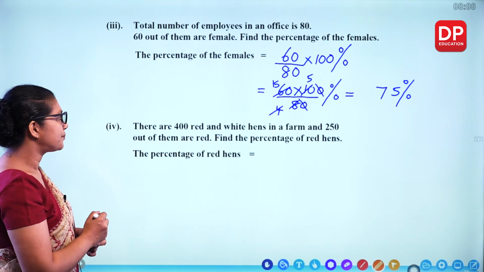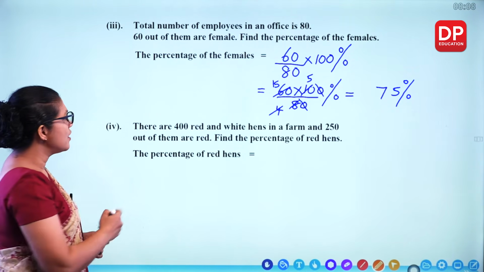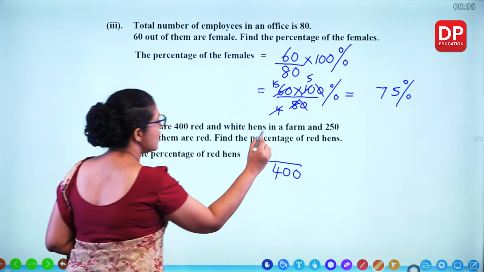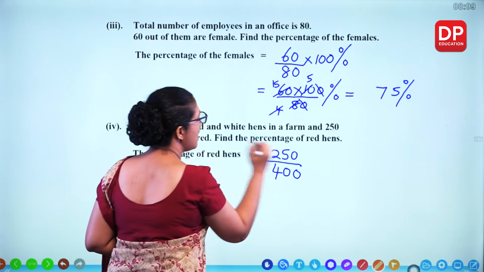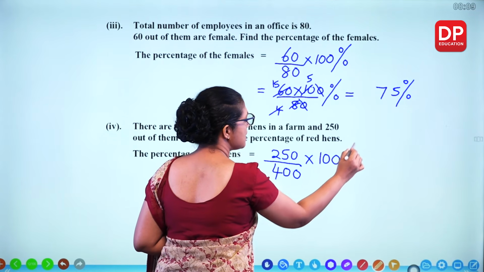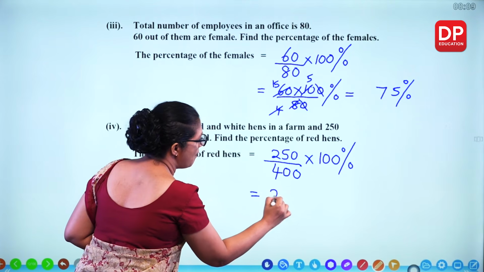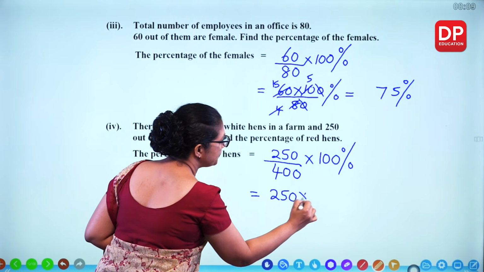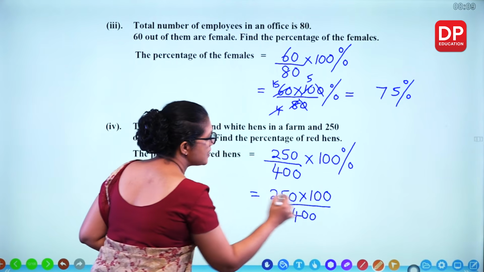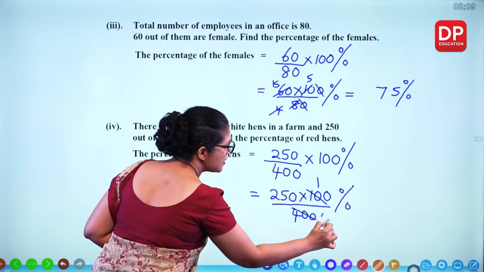This one, there are 400 red and white hens in a farm and 250 out of them are red. Find the percentage of red hens. So similar to the previous one, out of the total 400, 250 hens are red. Convert to percentage, that means multiply by 100 and divide by 100. Multiply the numerator and divide by the denominator. 100 times 1, 100 times 4.